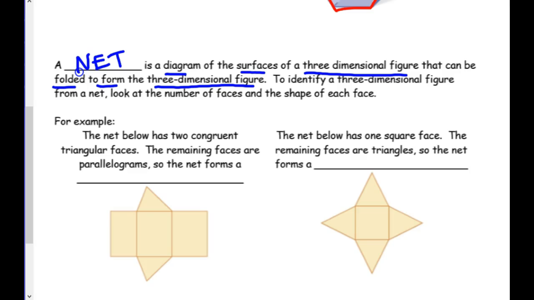So, for example, the net below has two congruent triangular faces. So again, two faces. You should already rule out pyramid. Pyramid has one face, right? So whenever you see two faces, you're thinking it's either a prism or maybe a cylinder, right? So what does it say? The remaining faces are parallelograms. Now if you need your notes, you look at the front. One of those things we talked about has two faces connected by parallelograms. What is it?